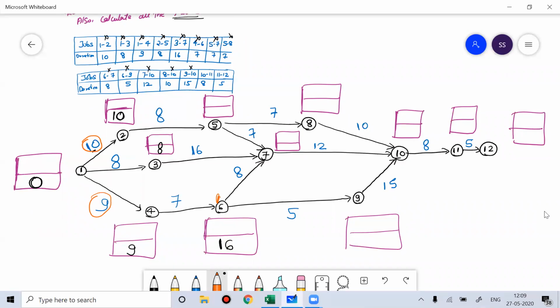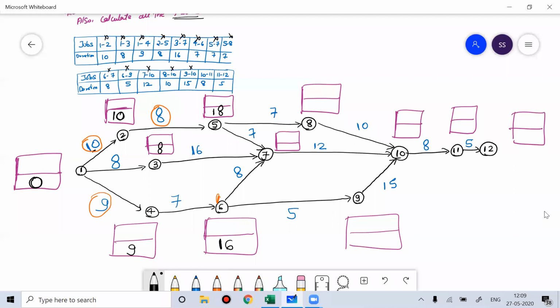Then you can see this node 5. If you see node 5 starting at 10 hours, it takes 8 hours. So when will it get over? It will get over after 18 hours. Simple. Is everyone clear now? I hope everyone is clear with that.